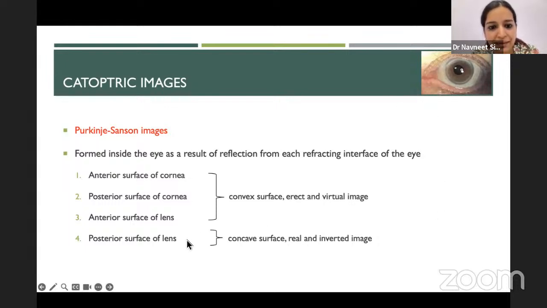These are formed inside the eye as a result of reflection from each refracting interface of the eye, which is the anterior surface of the cornea, posterior surface of the cornea, anterior surface of the lens, and posterior surface of the lens. We need to understand that the anterior and posterior surface of the cornea and the anterior surface of the lens are convex surfaces. So eventually they form erect and virtual images, whereas the posterior surface of the lens acts as a concave surface and will form a real and inverted image, and so it is not visible in this image shown on the left.